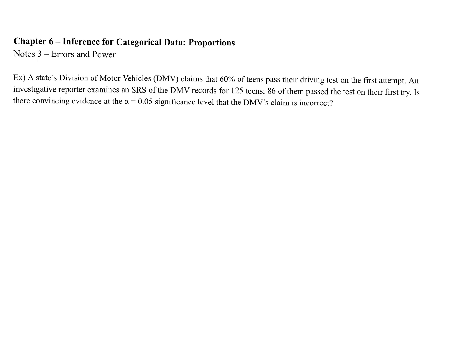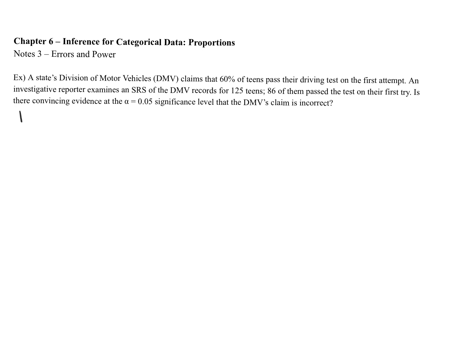So in a specific state, their DMV claims that 60% of teens pass their driving test on the first attempt. An investigative reporter examines an SRS of DMV records for 125 teens. 86 of them passed the test on their first try. Is there convincing evidence at the 0.05 significance level that the DMV's claim is incorrect?